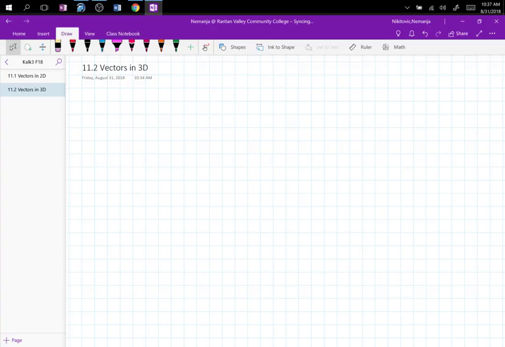So, section 11.2 on vectors in 3D now. We're going to upgrade to third-dimensional space. Before we do anything with vectors, we have to talk about the 3D environment. You are familiar with the 2D environment because your past X amount of years of math, let's say 10 years of math, were all in 2D.